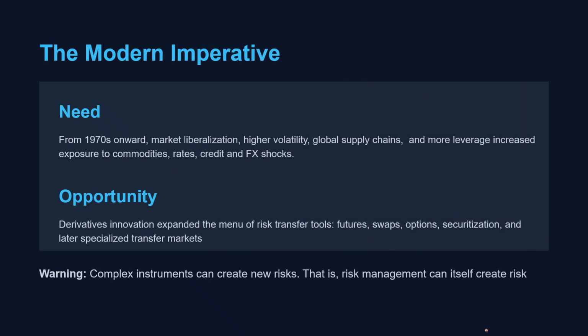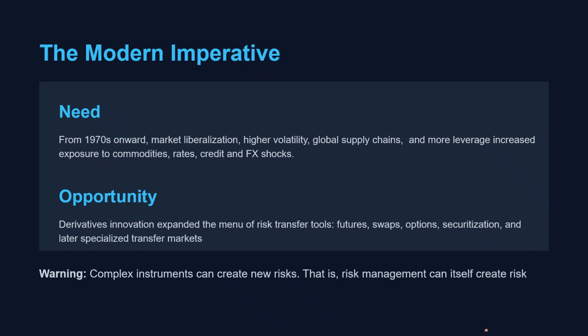Why is risk management central today? Two reasons: need and opportunity. Beginning in the 1970s and accelerating afterward, firms faced a very different environment: deregulated financial markets, higher volatility, global sourcing and sales, larger balance sheets, and more leverage. That means a non-financial firm is no longer just exposed to the success of its product, but also exposed to commodity prices, exchange rates, interest rates, credit spreads, supply chain disruption, and refinancing conditions. A bank or financial institution faces even more layers of exposure.